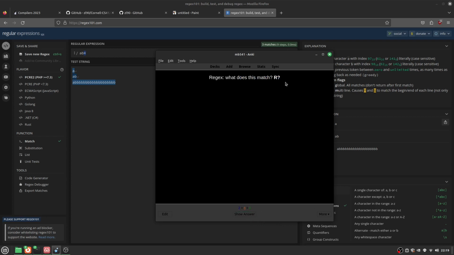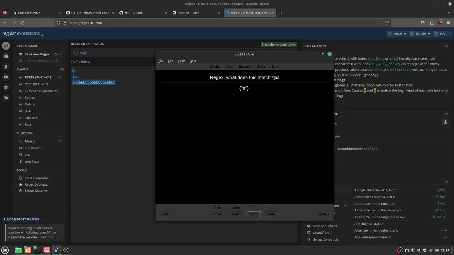Regex, what does this match? R question mark. It matches the language of R or the empty string. Good. What is this called? The Kleene closure. Easy. What is this called? The positive closure of L. What does this match? This one was easy. So a set containing A and the empty string.